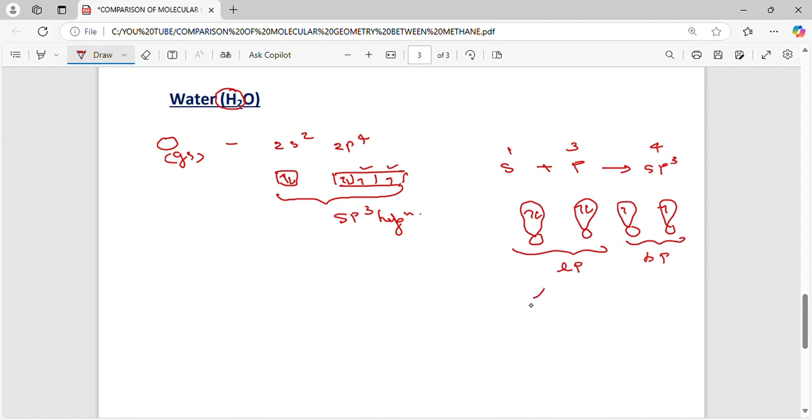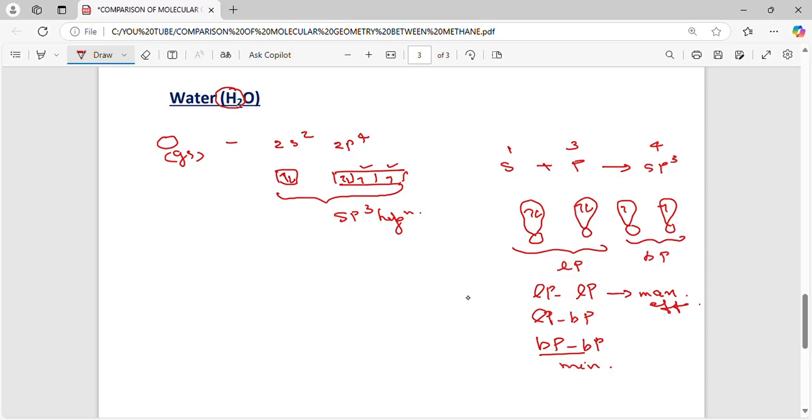So in this case, there will be three kinds of repulsion: lone pair-lone pair repulsion, lone pair-bond pair repulsion, and also bond pair-bond pair repulsion. According to VSEPR theory, lone pair repulsion is maximum. Because of the maximum repulsion, the distance between lone pair and lone pair should be maximum. The distance between bond pair and bond pair will be minimum. So the bonded pairs of the oxygen atom will come closer. The lone pairs will be moving far apart from each other.